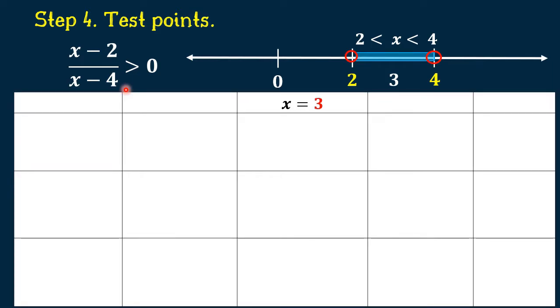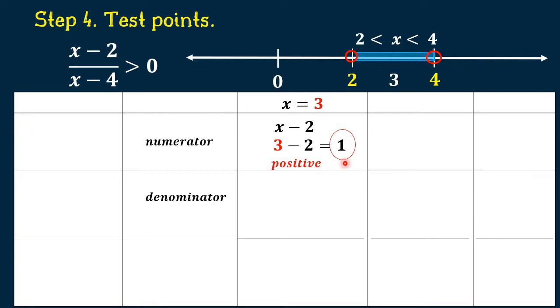So, first we have, of course, x is equal to 3. We will try to plug in 3 to our numerator, x minus 2. So, 3 minus 2 is equal to positive 1. So, the result is positive. Next, to our denominator, x minus 4. So, plug in 3 to x. 3 minus 4 is equal to negative 1.